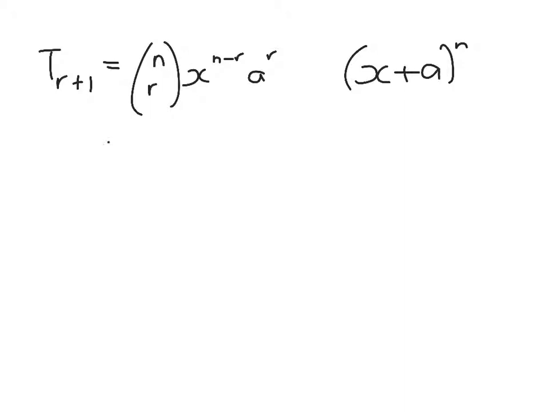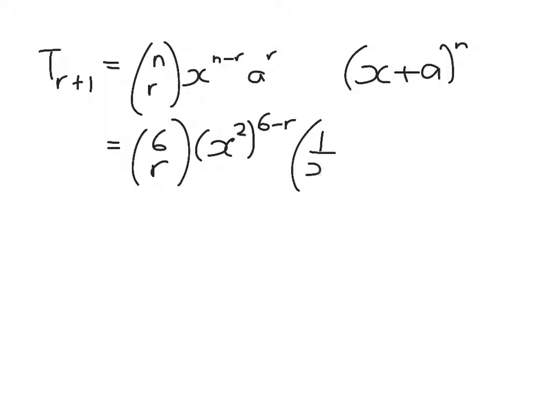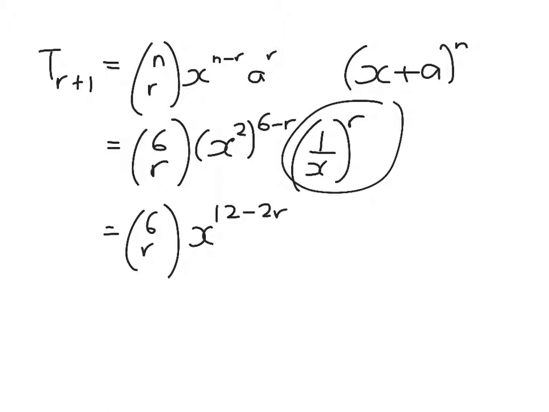So in our case, n is 6, r we don't know, and x here is x squared to the power of 6 minus r, and a is going to be 1 over x to the power of r. So we can manipulate the middle bit a little, and we get x to the power of 12 minus 2r. This is x to the negative r, so it's take away r again. And we want to solve for r.